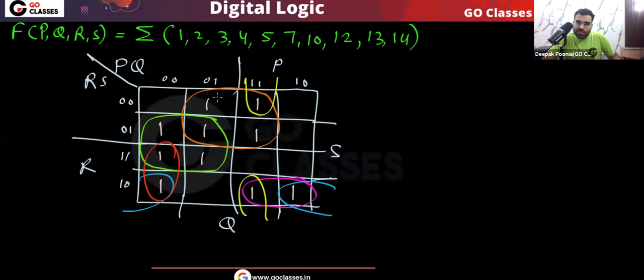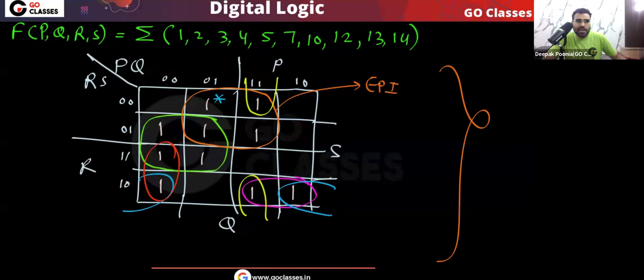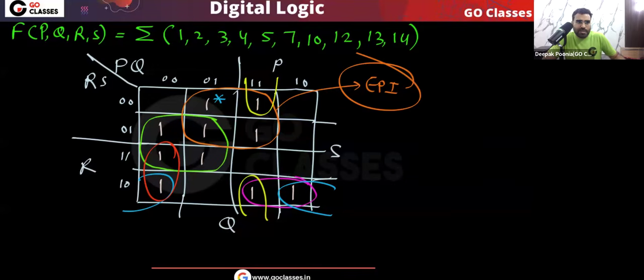You can notice, look at this one cell. This one cell is covered only by this orange PI. So this orange PI is an EPI, meaning it will be part of every minimal SOP expression. This is an essential prime implicant. To cover this one, we have to use this PI. Yes or no? This orange PI. Because this orange PI covers this one cell uniquely, this orange PI is an EPI.